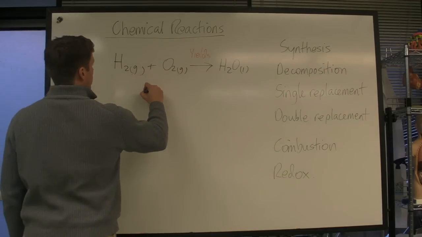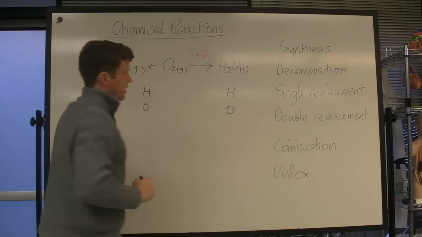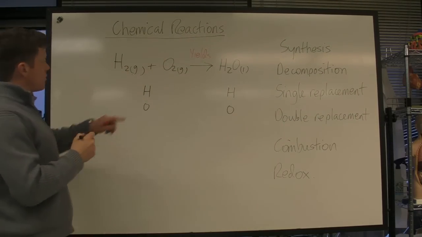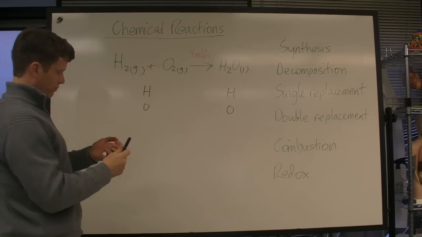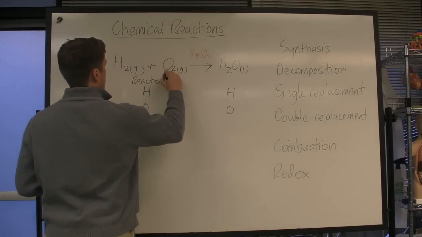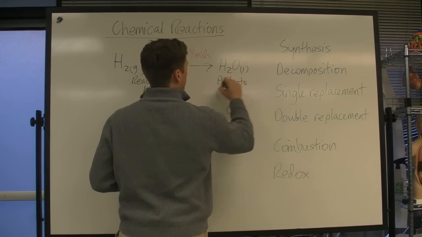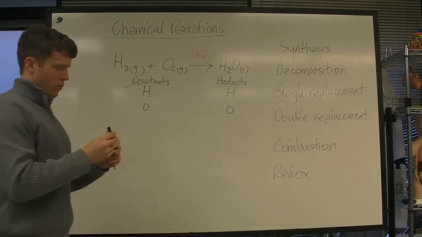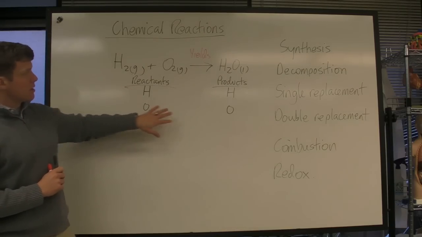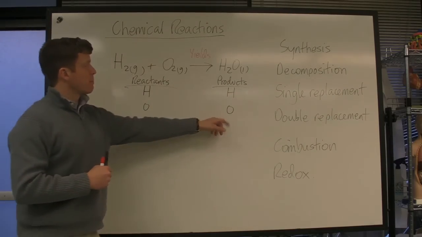So I'm going to list out all the different elements that I have. On this side, on the reactant side, I've got hydrogen and oxygen. I'm going to label these as reactants and products, so I don't get confused. So first of all, if the elements that you have as reactants aren't in your products, then something's gone wrong. So these should be the same.